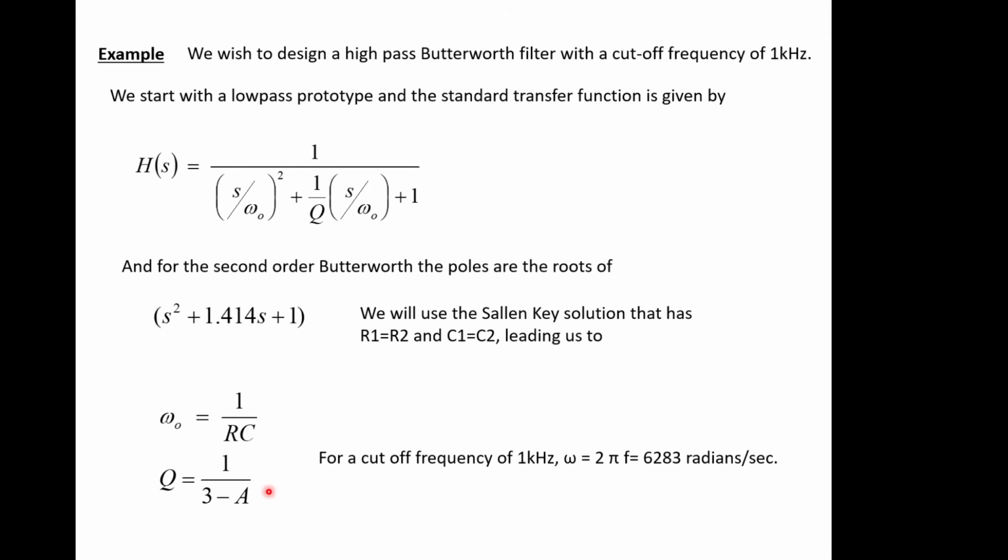So all we've got to do is start putting some numbers into here to work out what we need for these, if we know what these are. So for a cutoff frequency of 1 kHz, for example, omega is going to equal 2 pi f, which is 6283 radians per second. So that's what we're aiming for in terms of frequency.